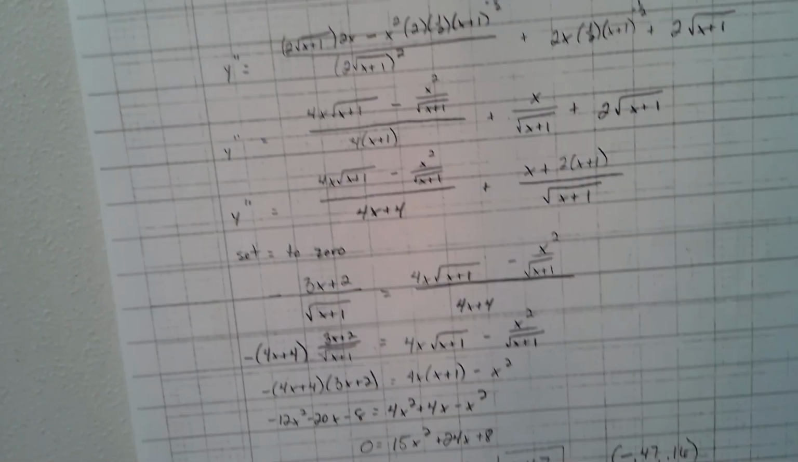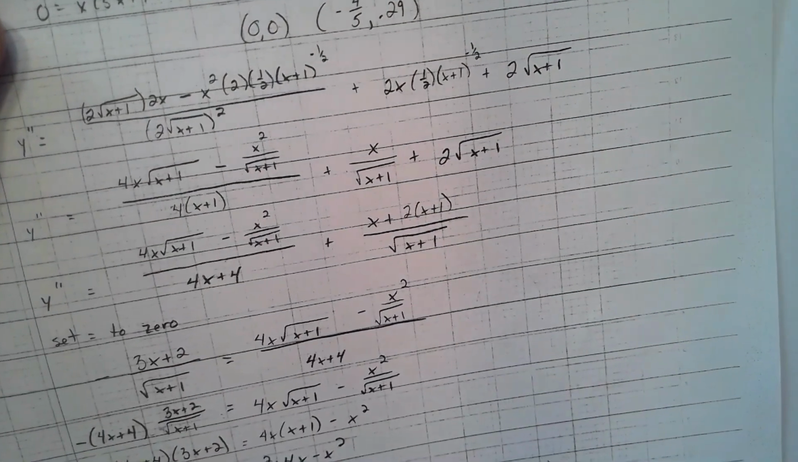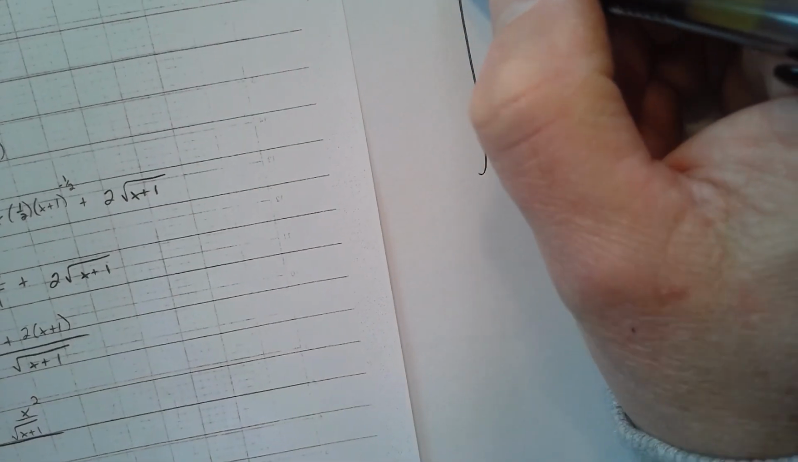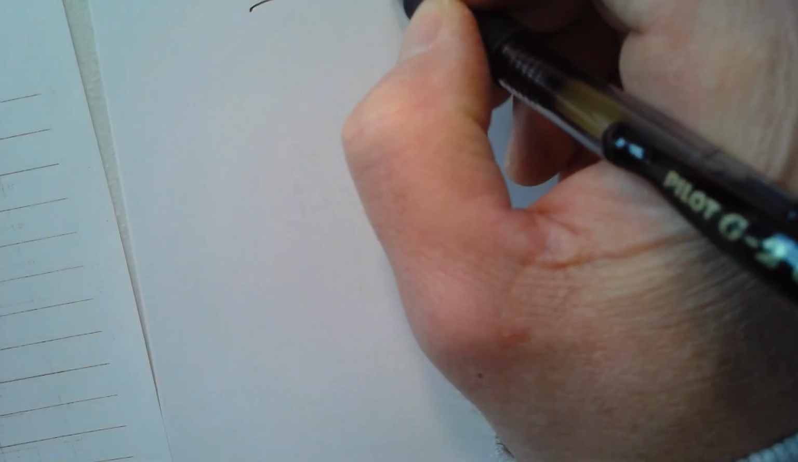And then you could make a sketch based on what we know. So let's see, we know that at 0, 0, we just said is a minimum, and it's a horizontal tangent, so it's going to look like this. At negative 4/5, 0.29, we have a maximum. So I'm going to go, that's negative 1, negative 2, negative 4/5 is 0.8, so like right in here it's going to be a maximum.